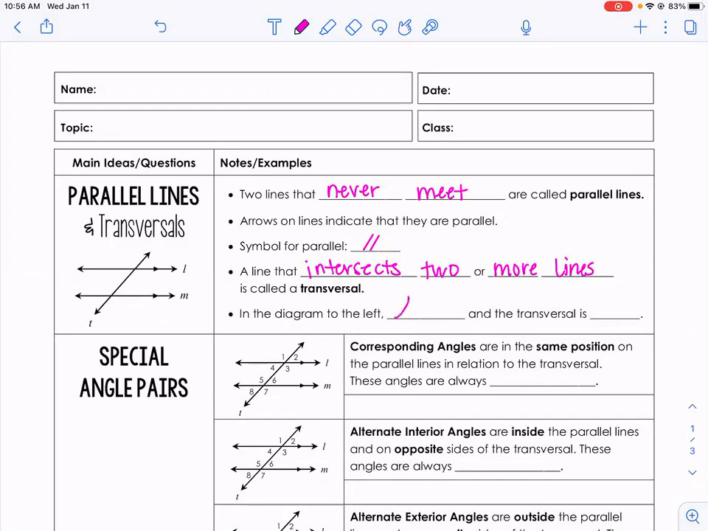Line L is parallel to line M. So this is L is parallel to M. And line T is our transversal. So over here, these are labeled L and M. L is parallel to M. And then this line labeled T is our transversal. I'm just pointing that out in the picture.